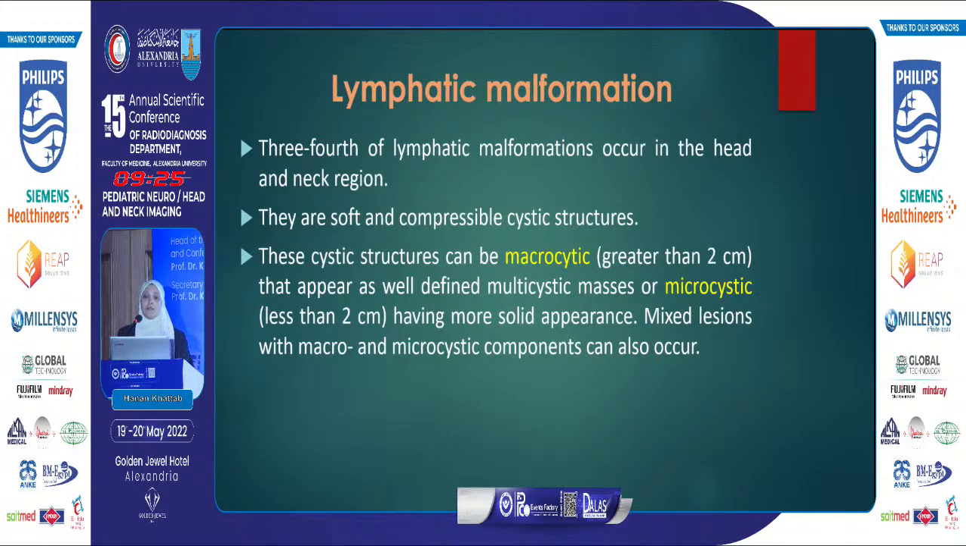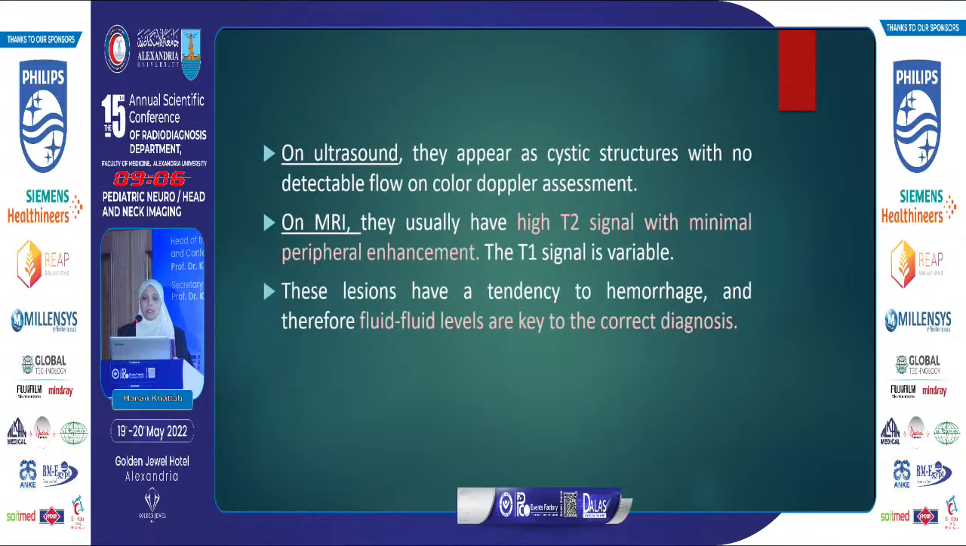Lymphatic malformation: three-quarters of lymphatic malformations occur in the head and neck, and may be macrocystic, as Dr. Mu'taz said, or microcystic, or mixed. Macrocystic lesions appear as well-defined multicystic, multiloculated masses. However, microcystic lesions have a more solid appearance. Ultrasound assessment shows the cystic structures with no detectable flow on color Doppler assessment except for the periphery or the intralesional septations.